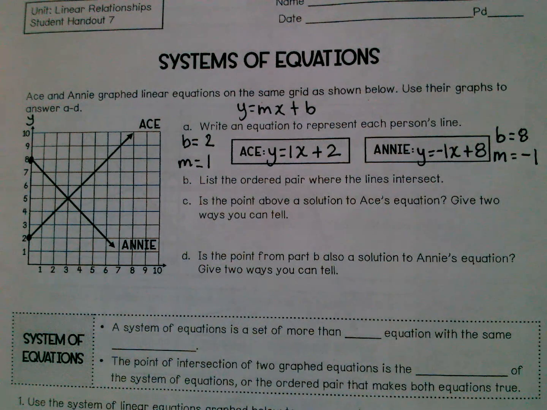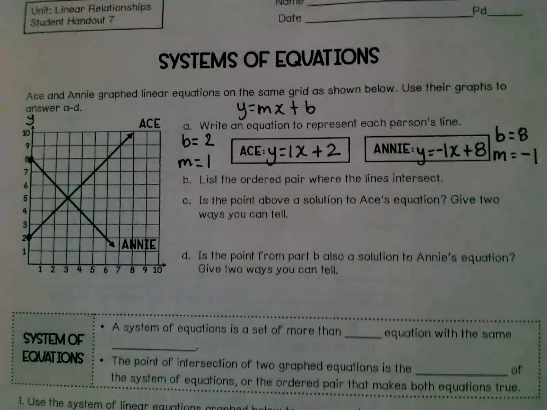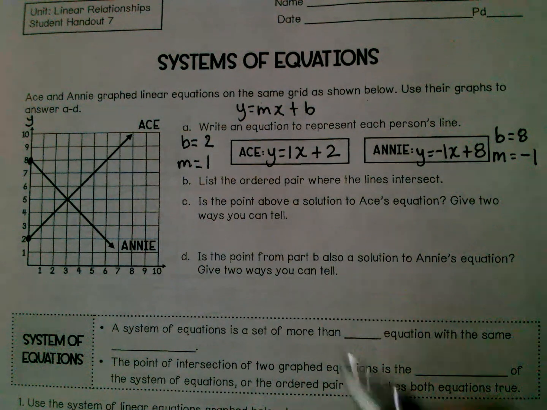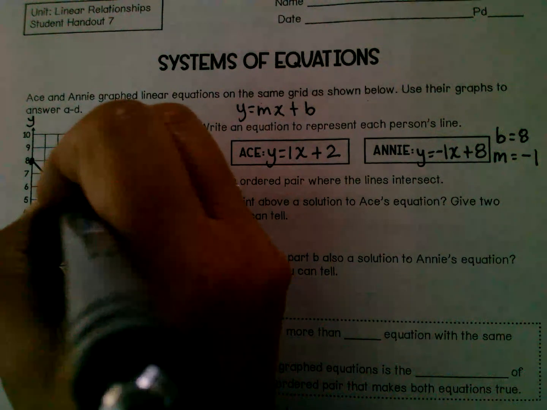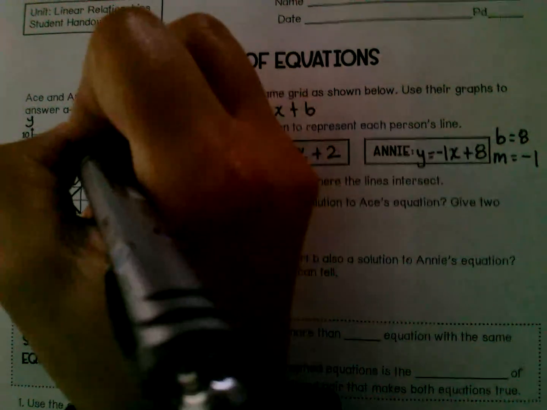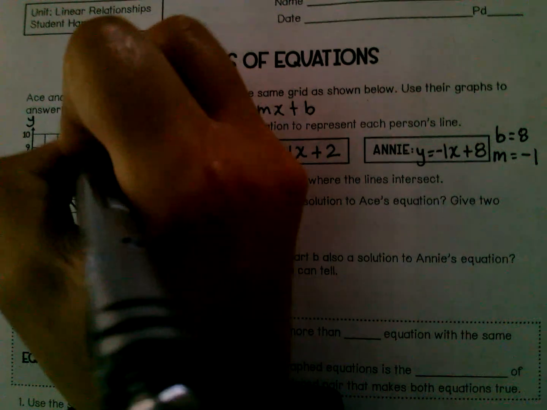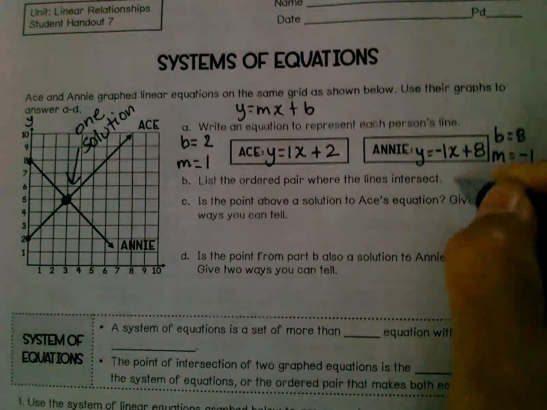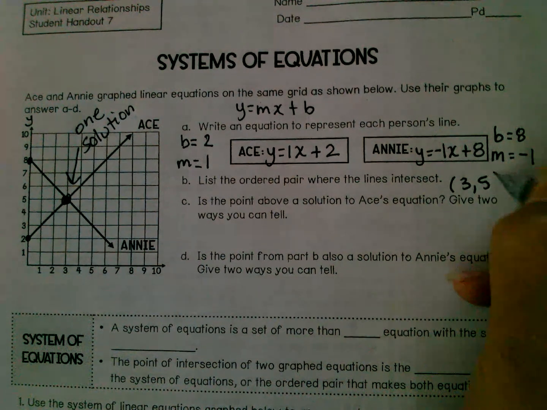All right, look at letter B. List the ordered pair where the lines intersect. Are these lines intersecting, guys? Yes, where? At 3, 5, right here. We say that this is one solution because it's only crossing once, and it's crossing at 3, 5.